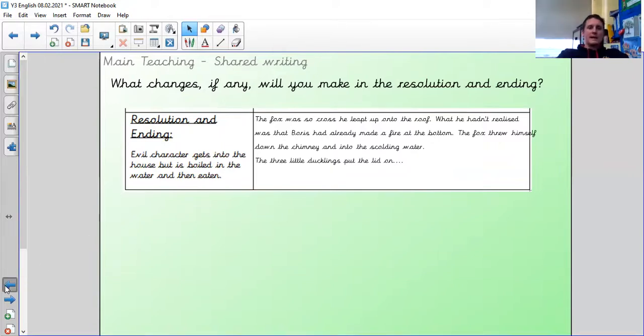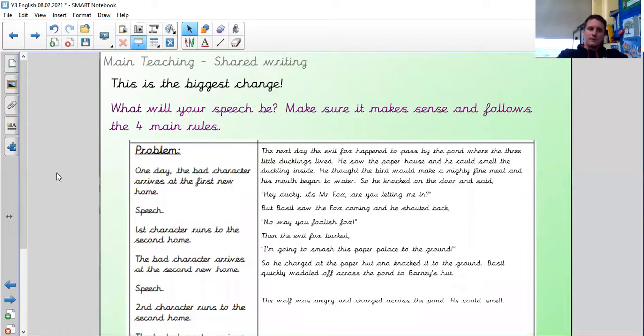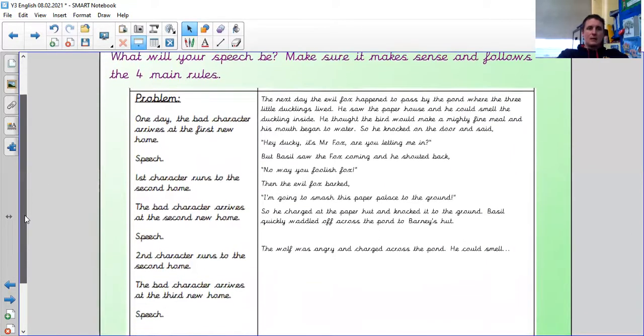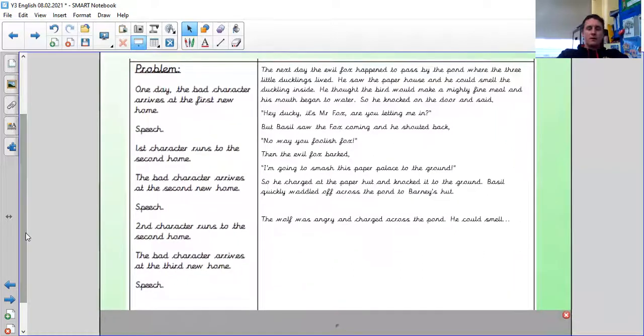So what I want you to do today is move on to your problem. I want you to concentrate on the fox meeting the first character, how we then do the speech and how they talk to one another, then the fox or the bad character meeting the next character and their speech, and then finally getting to the third home and then them having speech. Follow the same rules as Babe's Three Little Pigs. If you have any problems, please message.